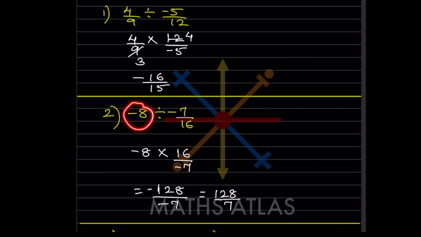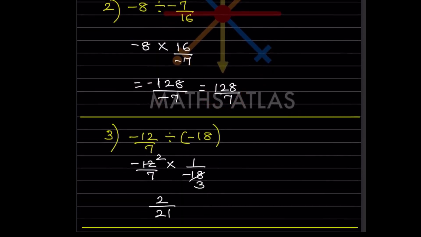So now here, the left hand side will be the same. This will become multiplication. Since this became multiplication, this is going to get flipped over. So that is going to be 16 by minus 7. So here this is going to be minus 128 divided by minus 7. Minus minus becomes plus, so 128 by 7.